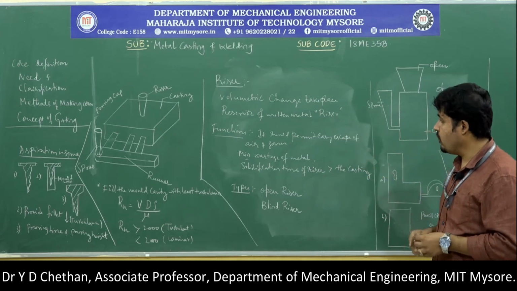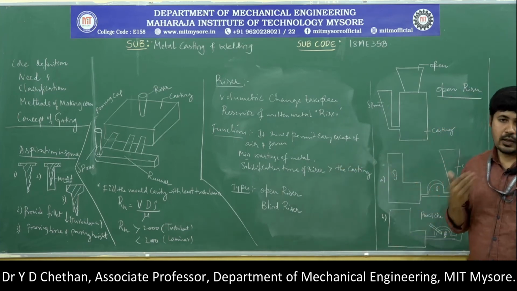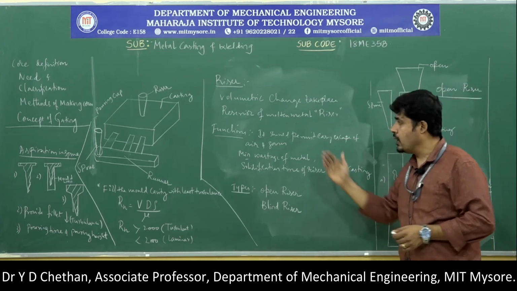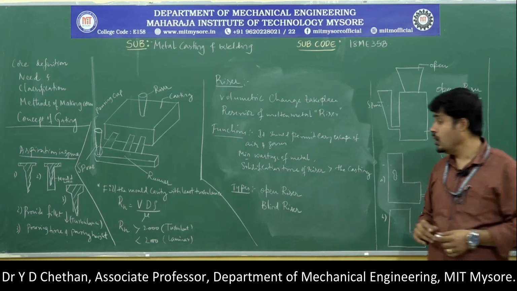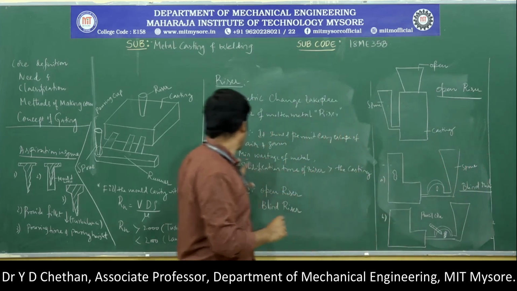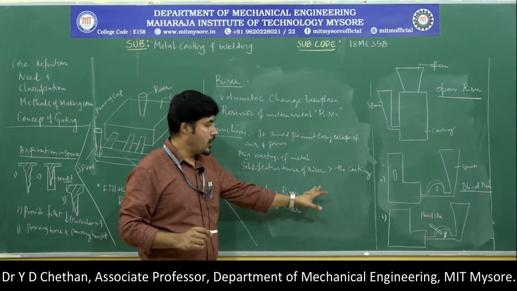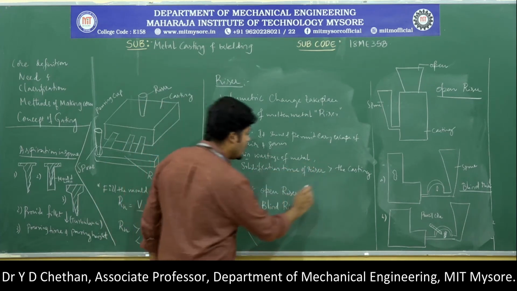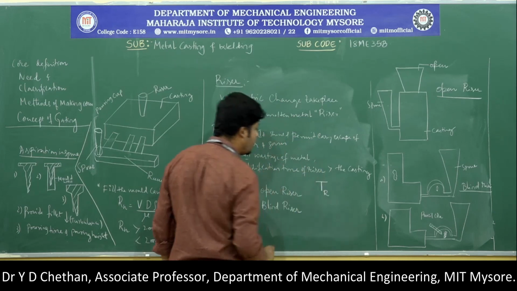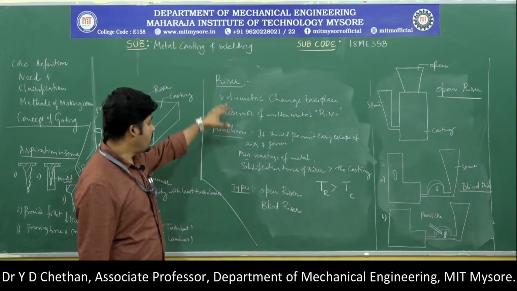Then the next one is functions. What are all the functions of the riser? The first function is that it should permit easy escape of air and gases. The second function is that it has to minimize the wastage of metal used in the riser. The last requirement is that the solidification time of the riser should be greater than the solidification time of the casting. These are all the requirements of the riser.